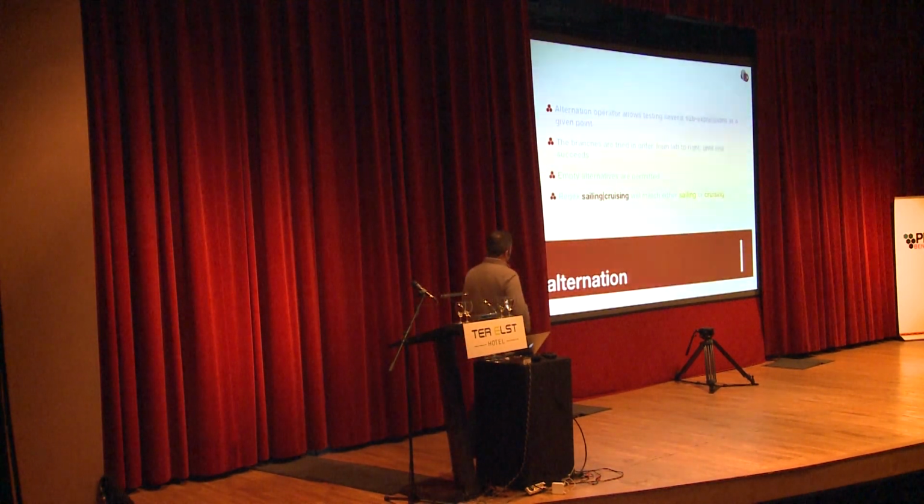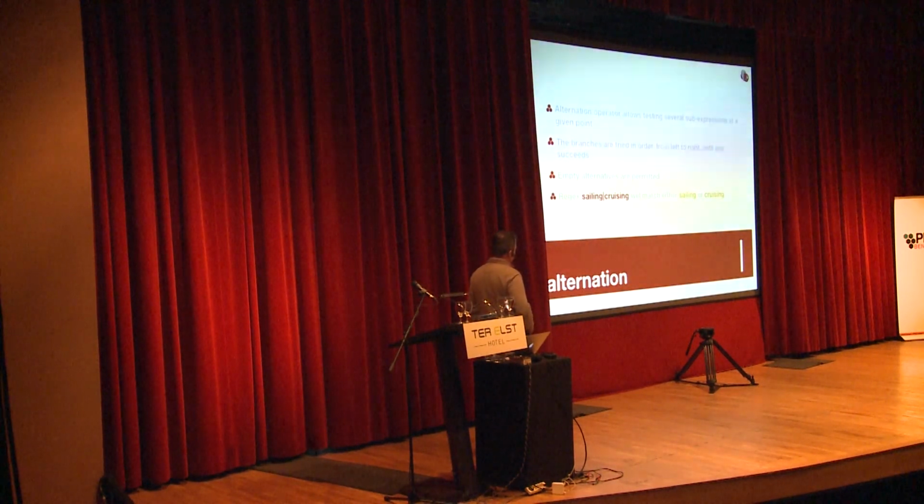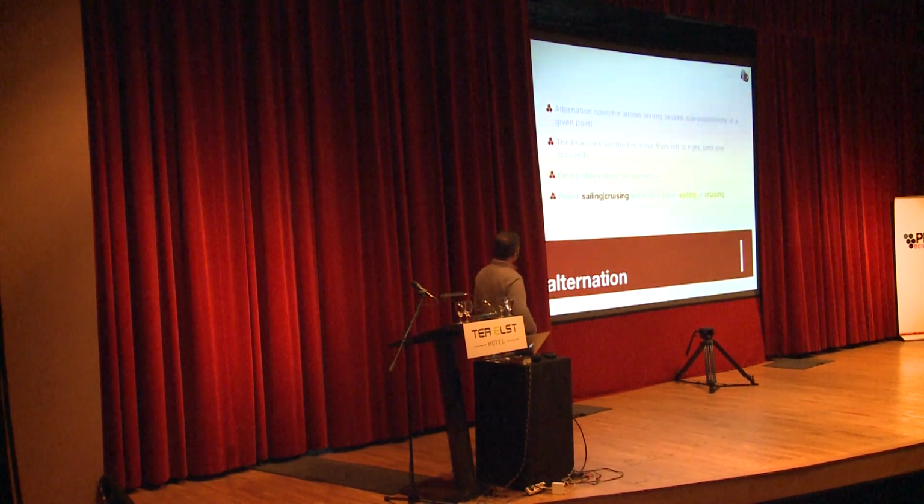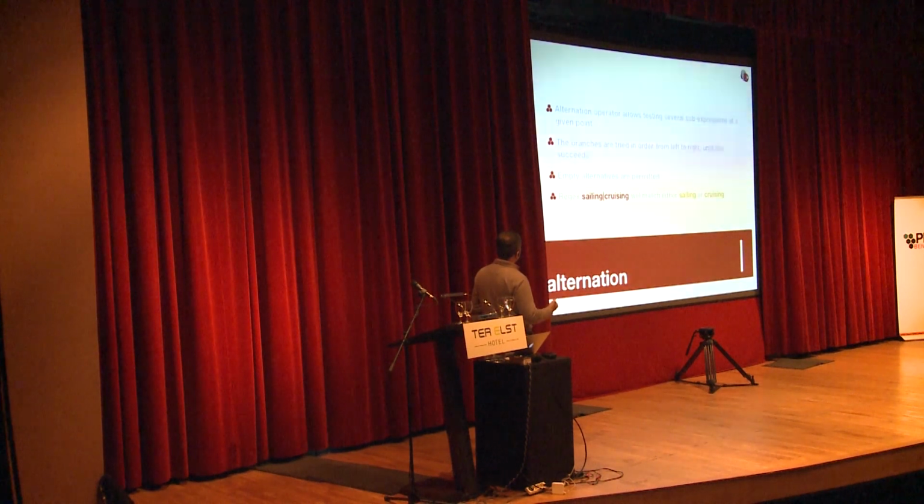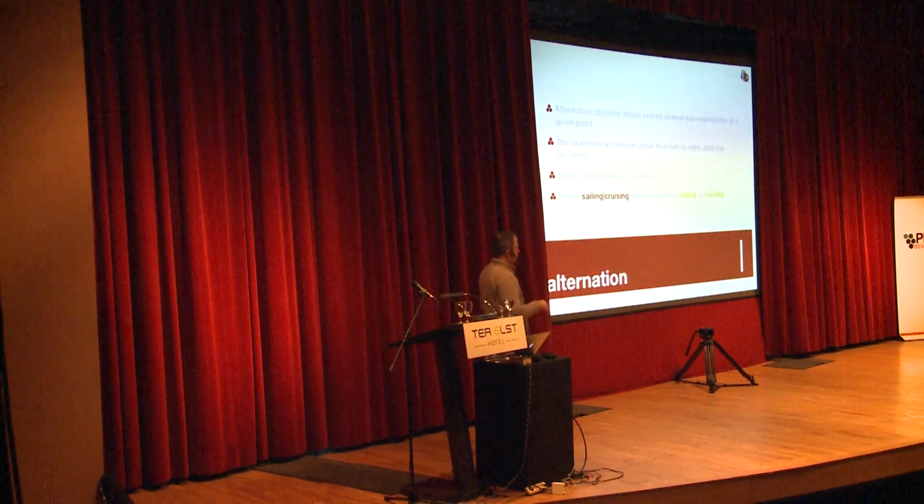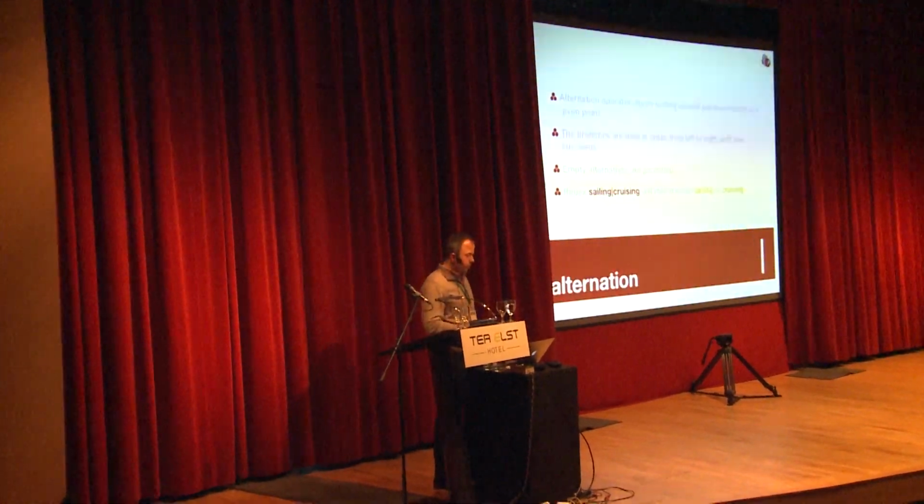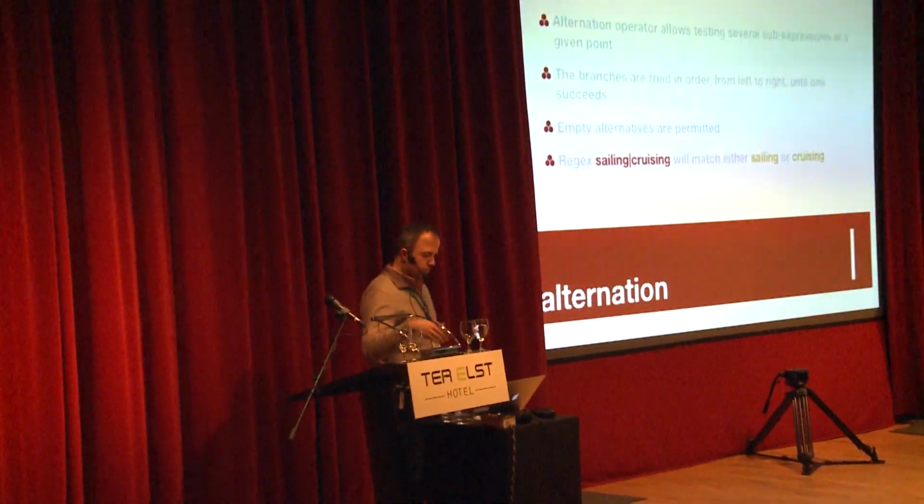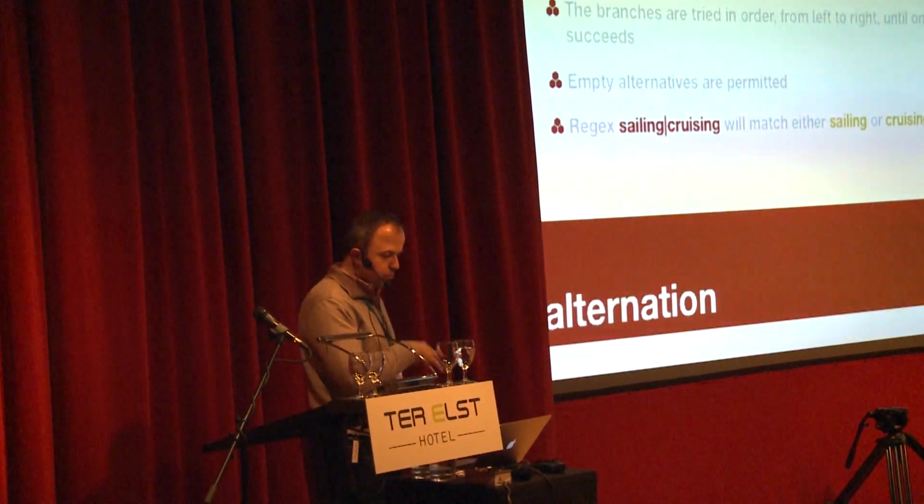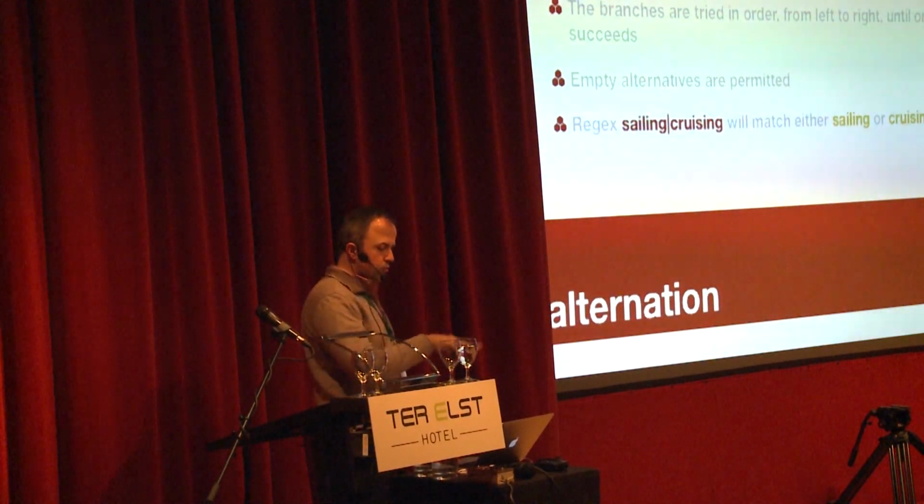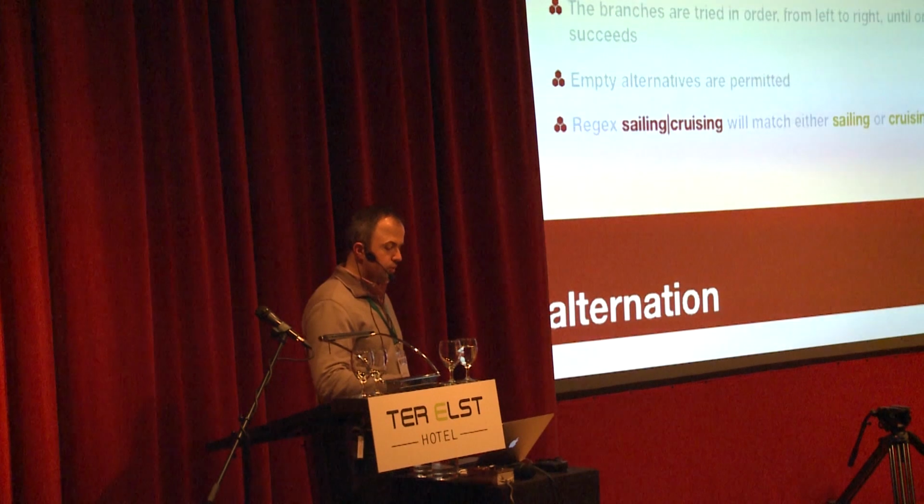Alternation, the pipe character, vertical bar, whatever you want to call it. So this alternation operator allows you to test several sub-expressions at a given point. It's basically an either-or. And these branches are tried in order from left to right until the first one that matches.